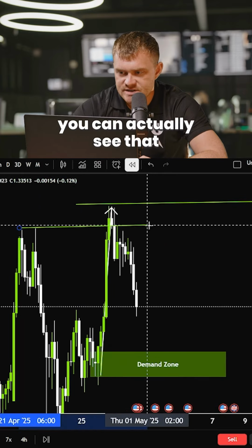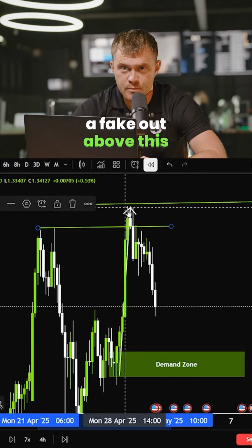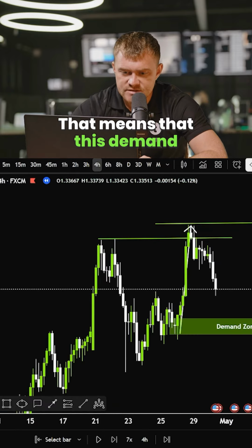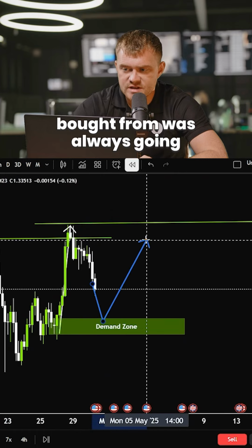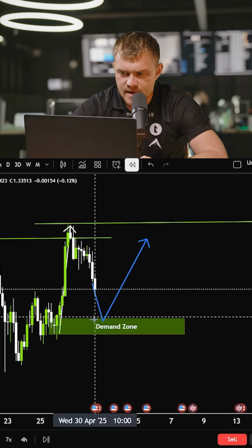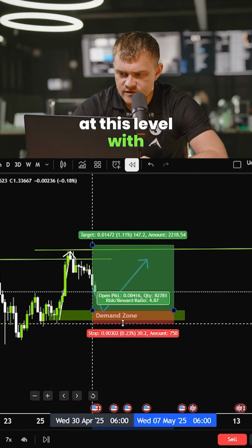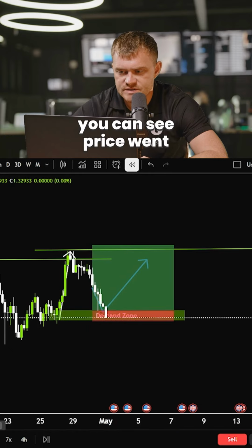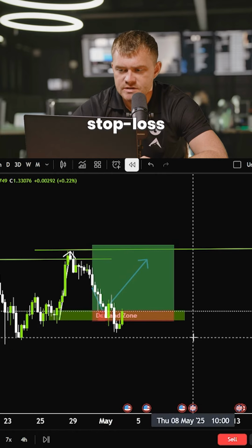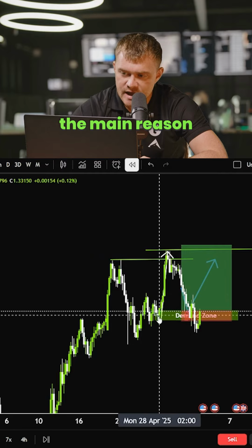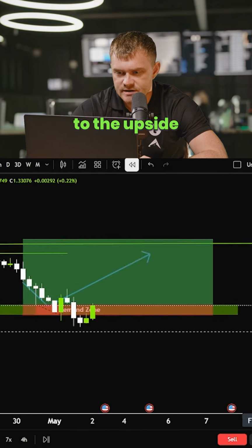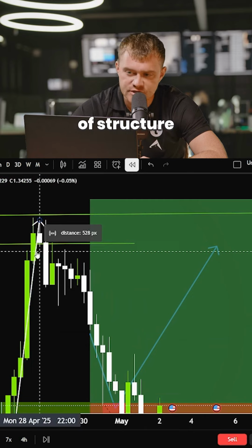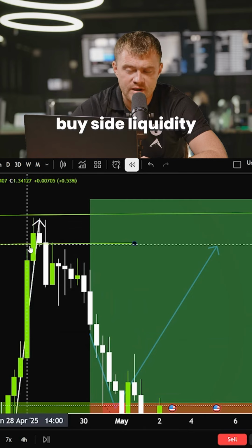However, you can actually see that we had more of a fake out above this high and not a clean break of structure. That means that this demand zone that we would have bought from was always going to be under threat. Therefore, if we went long at this level with a stop loss there, because that's typically how we would trade them, and I play that through, you can see price went down and hit our stop loss. The main reason is, yes, there was an impulsive move to the upside. However, that impulsive move wasn't strong enough for a clean break of structure. This was more of a liquidity sweep on buy side liquidity.